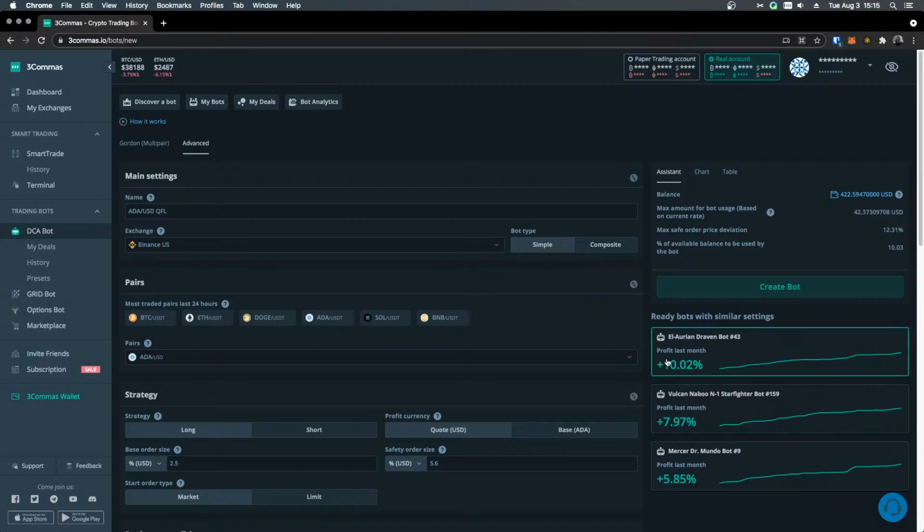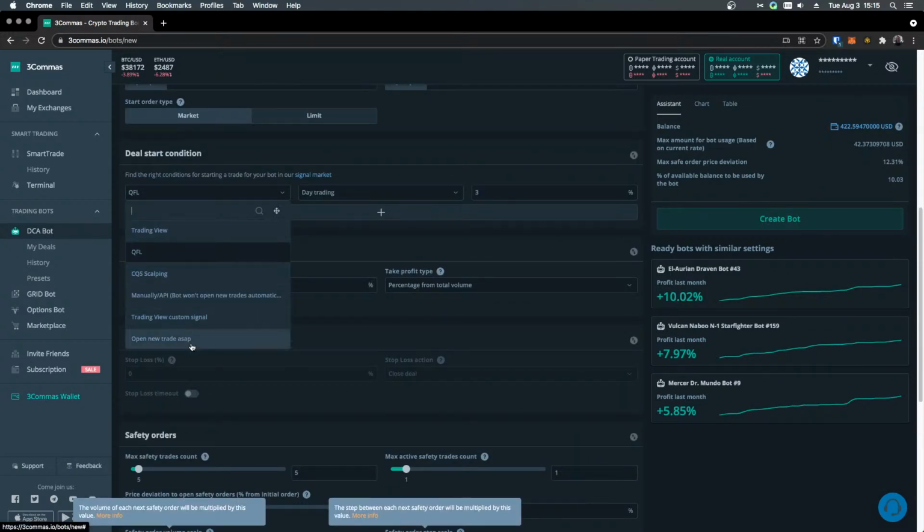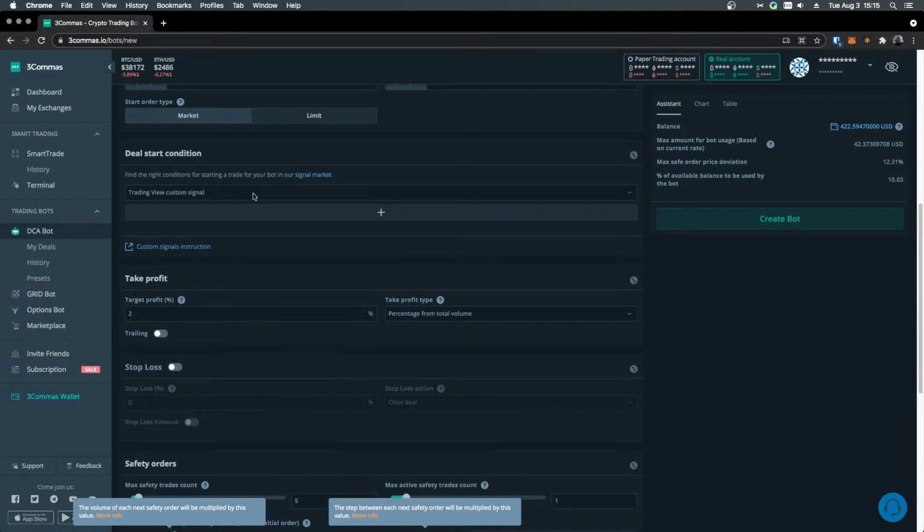Because you can even look over here. If you want to pick somebody else's bot or just eyeball what they did, give a click. Because what 3Commas has done is they've gamified it a little bit where you can go out and find other bots. You don't have to go just by this deal entry signal QFL here. Because you can do custom signals too.